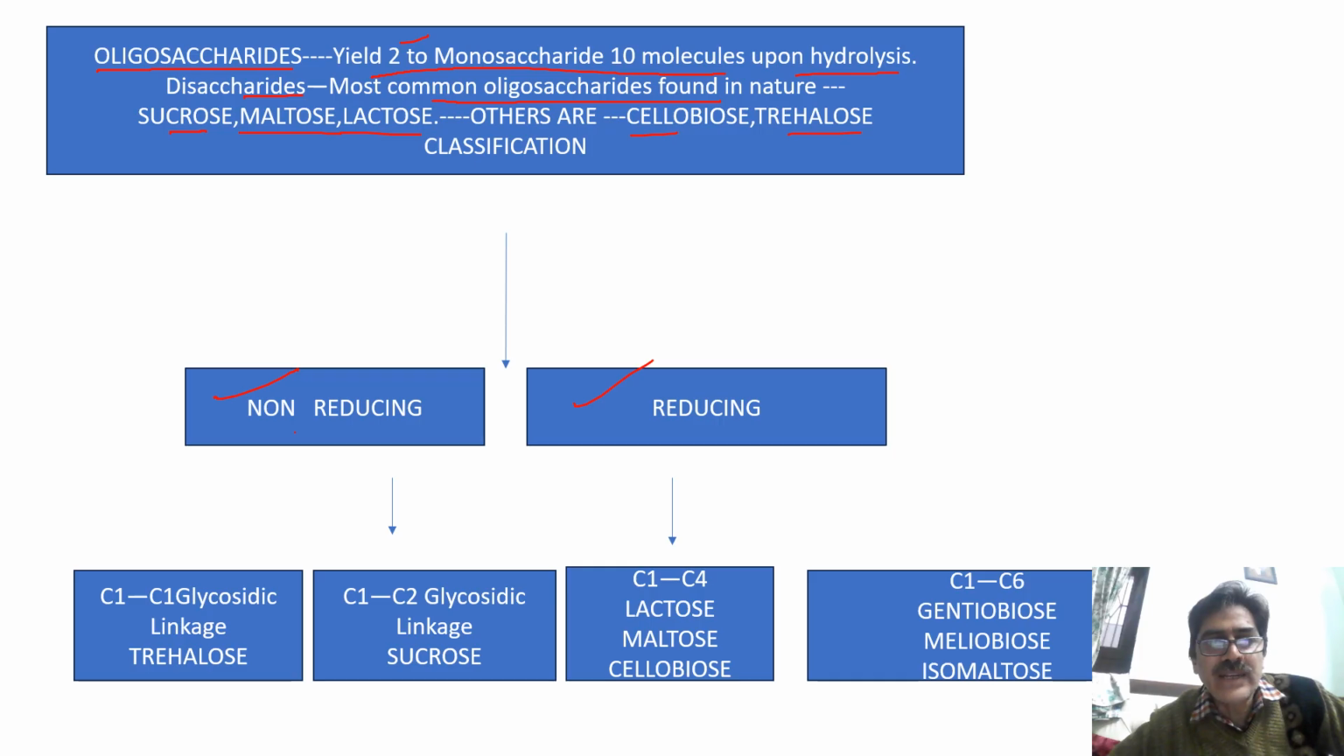They have a glycosidic linkage. That linkage has a number. Now, if it is C1 and C1 glycosidic linkage, the most common disaccharide is trehalose, a non-reducing disaccharide. If it is C1 C2 linkage, example is sucrose, again a non-reducing disaccharide. If the linkage is C1 and C4, it is lactose, maltose and cellobiose. In these three we find this type of glycosidic linkage. Again, if it is C1 to C6, then it is gentiobiose, melibiose and isomaltose.